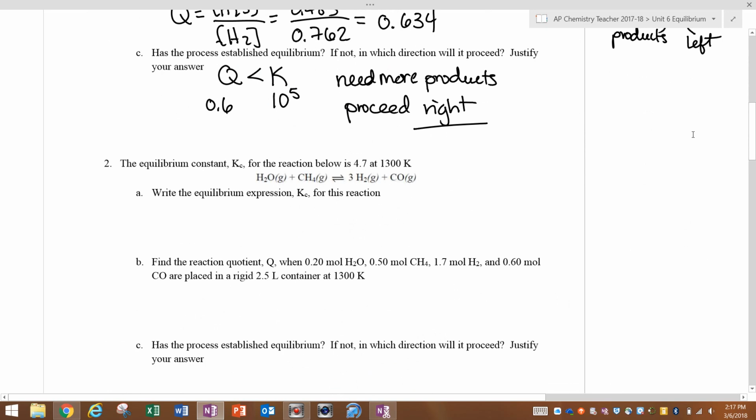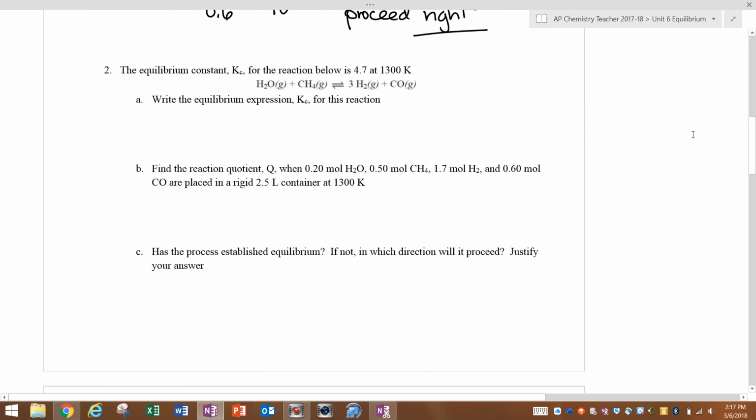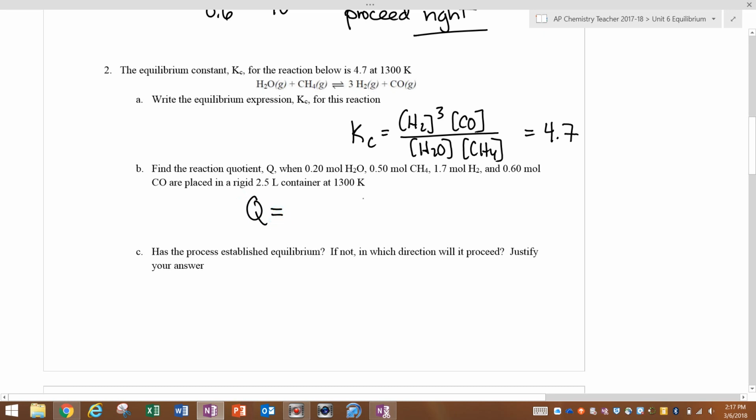Looking down at a problem like this one, you're going to write your Kc expression. So that's H2 cubed times CO divided by H2O and CH4. When you are solving a problem like this, notice how this is a Kc expression. We are given a Kc value. We know that it's 4.7. So when we are solving for Q, we need to make sure that the values that we plug into my expression are molarity values. That's really important.